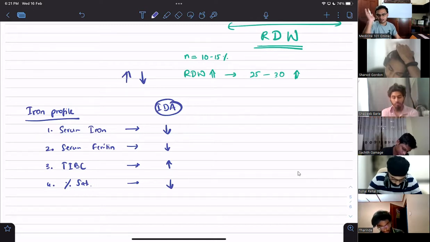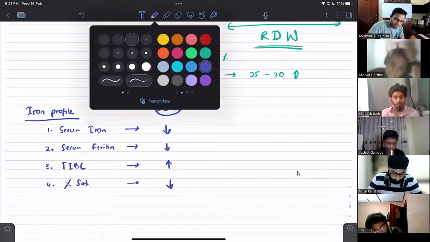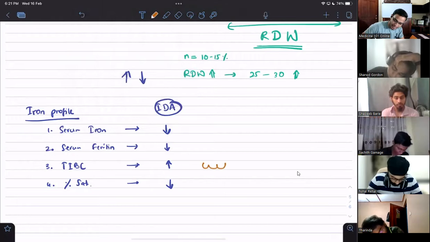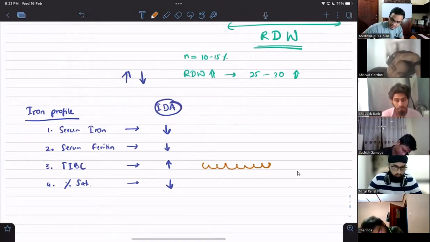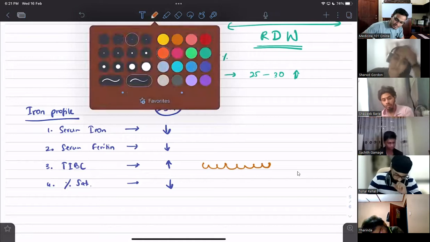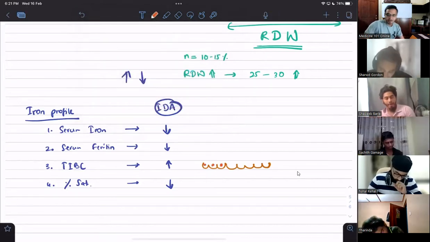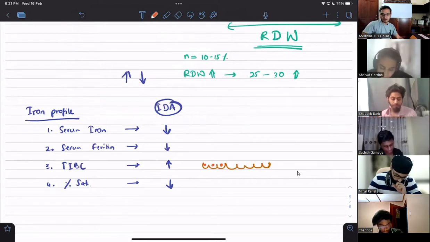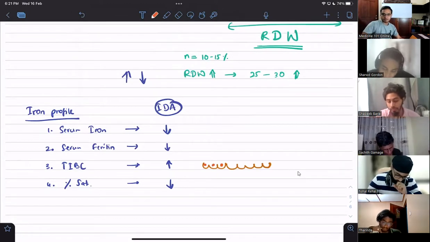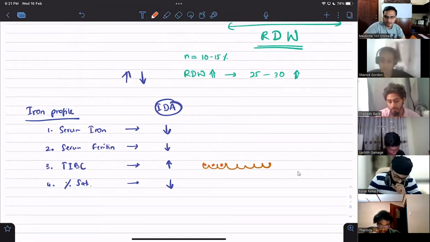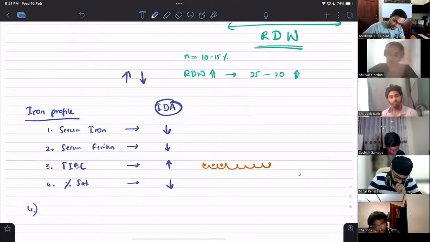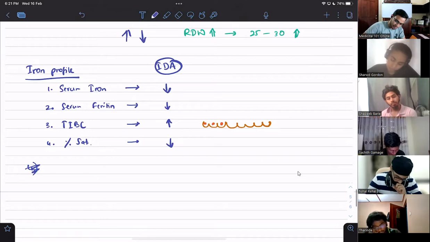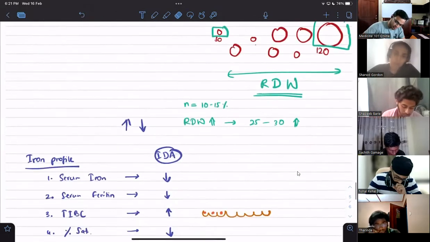The iron profile. If you can get that picture into your mind, guys, especially for this TIBC story, the transferrin lining up and the iron being filled, you will never mix this up. TIBC and the percentage saturation, understood? Then the next diagnostic one, number 3.